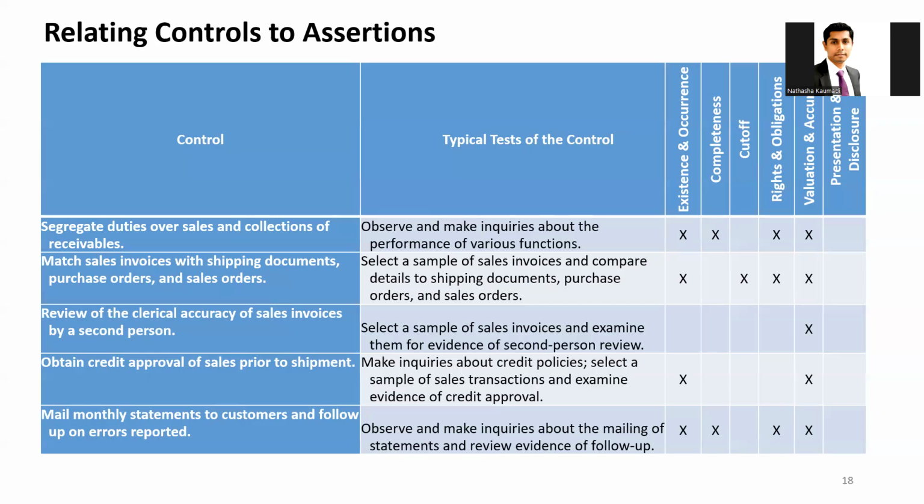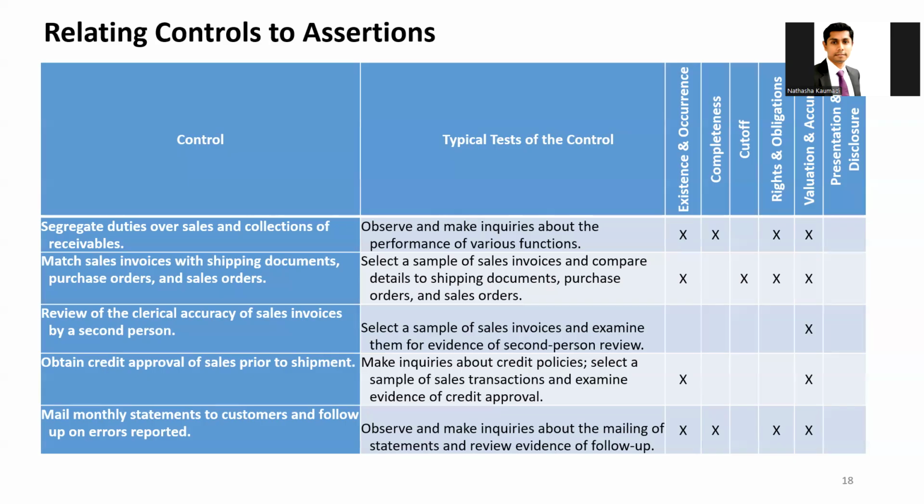Right. So we'll continue. Okay, so now in this table, we'll see what are the controls they have put, like possible controls to be implemented by the client. Maybe they have segregated duties over sales and collection of receivables. That means one person is recording the sales order details to the system, and another person is responsible for the collection of receivables. Basically, segregation of duties.